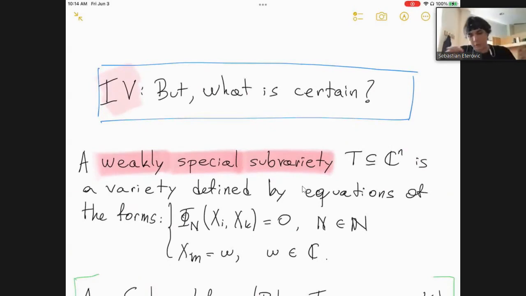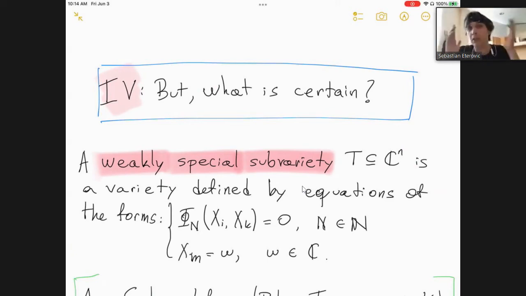So the first thing is, in order to be able to talk about these things properly, I need to talk about weakly special subvarieties. So this is just a small change from the definition of special variety. As you remember, special varieties were defined by modular polynomials. So the only difference now is that aside from allowing modular polynomials, you also allow setting some coordinates to be constants, any constants you want. Okay, that's the only difference between weakly special and special.